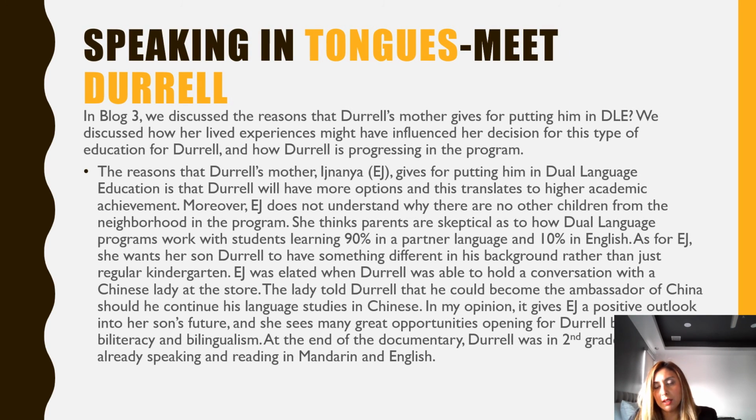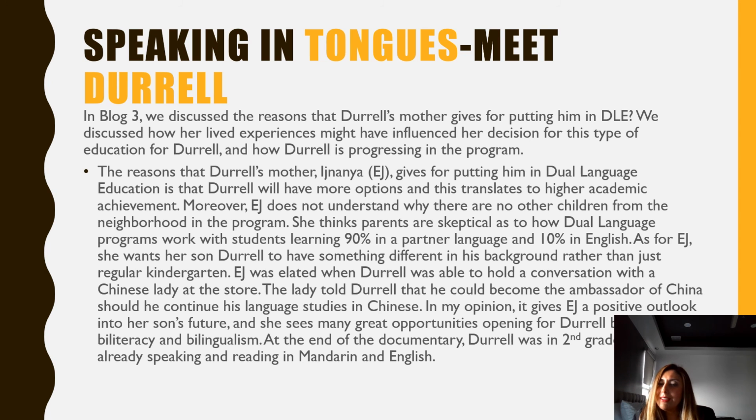In Speaking in Tongues, Durrell's mother says that she put him in dual language education because she wants more options for him, and this translates to higher academic achievement. She says that some of the parents might be skeptical that 90% of the time is being spent in the beginning in Chinese and 10% in English.